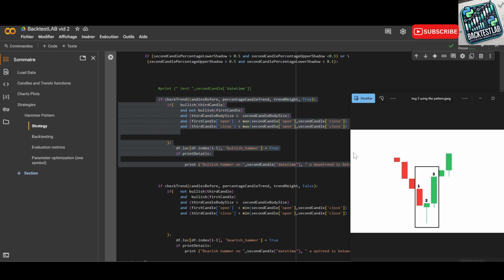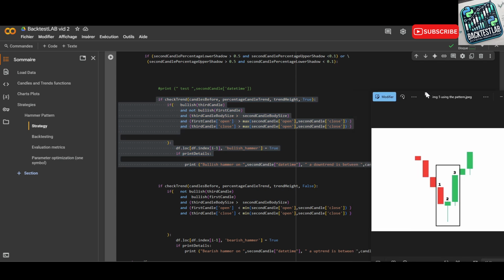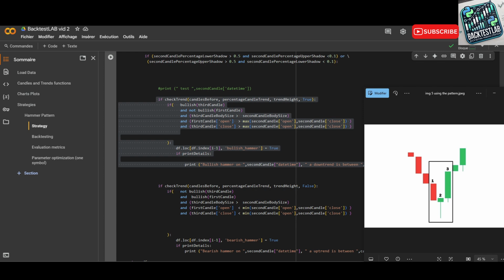Let me show the picture again. Basically these are our constraints here. Once we have the trend, we want to make sure that the third candle is a bullish one. If it is a bearish one, this is not a strong signal, so we do not consider this as a bullish hammer reversal. After that, we want to make sure that the third candle body size is bigger than the second one. Otherwise, it is not a strong signal.